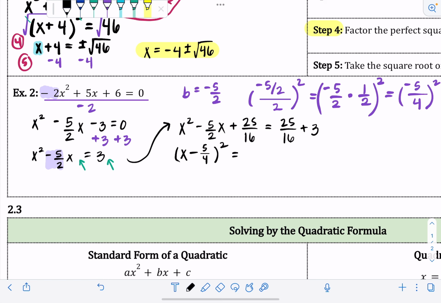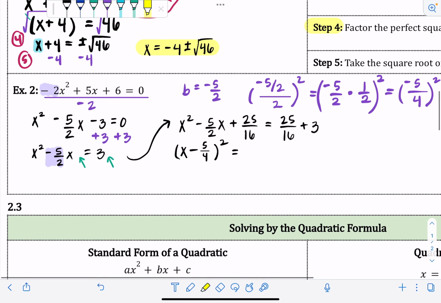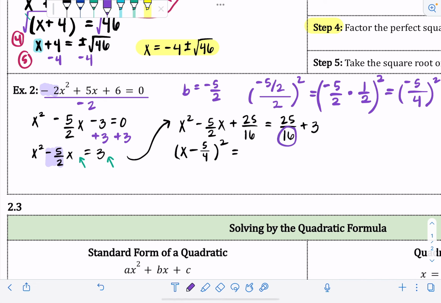And then that's going to be equal to 25 over 16 plus 3 over here. But we kind of want to add those together, so we need to get a common denominator. To get a common denominator, I have to multiply numerator and denominator by the same number. So my denominator is going to have to be 16 so that those can match up. So I'm going to take the 3 and multiply it by 16 over 16, because multiplying by 16 over 16 is just like multiplying by 1, so I'm not changing the value, but it is going to give me that common denominator that I need.